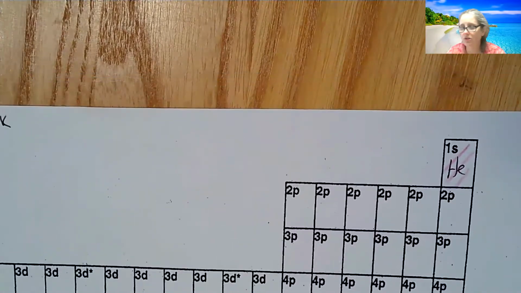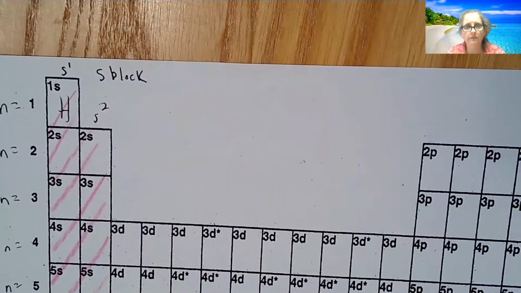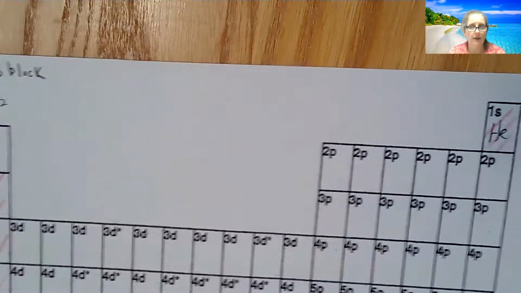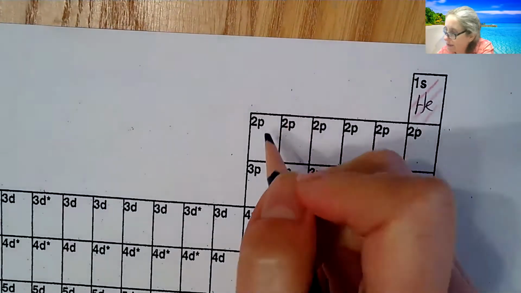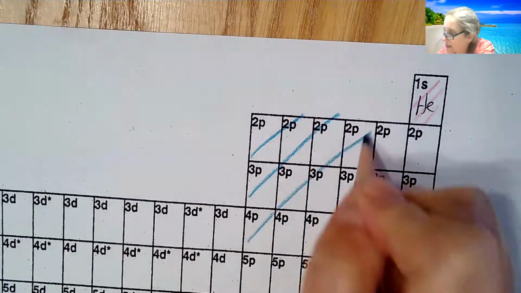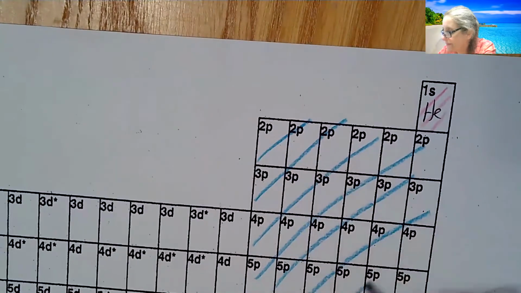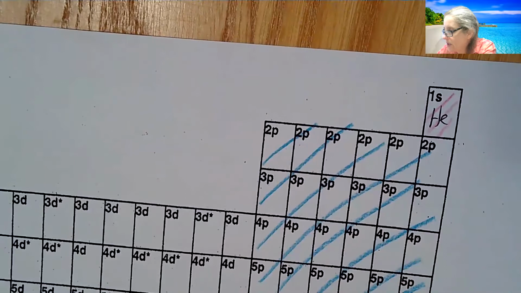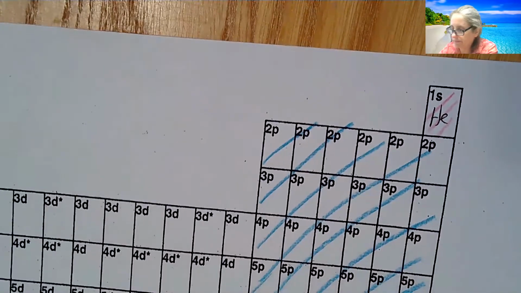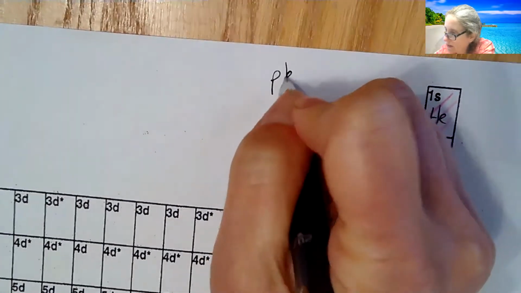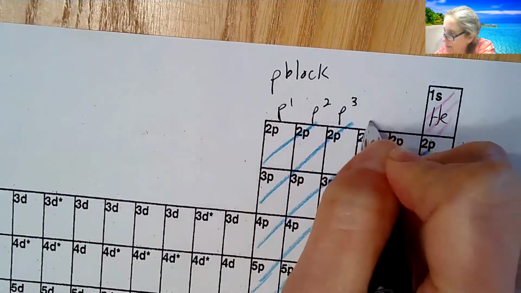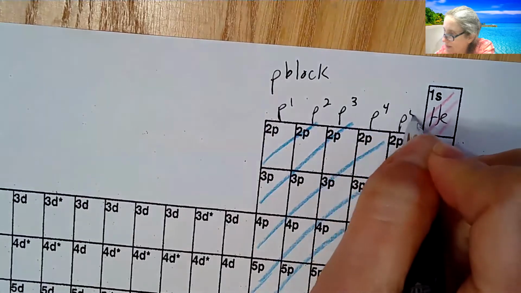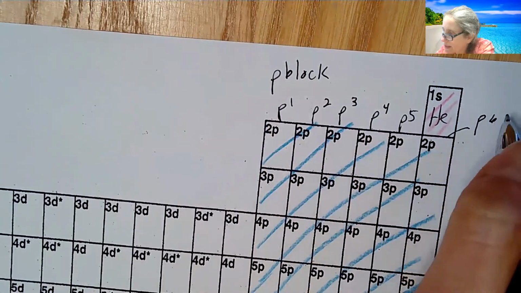It's the first energy level. It is the most confusing at first. And for this, we have a different coloring system. Find a different color, and then you're going to color in the last 6 columns of the periodic table. This is what we call the P block. So label each column P1, P2, P3, P4, P5, and then I'm going to put a little one over here, P6.